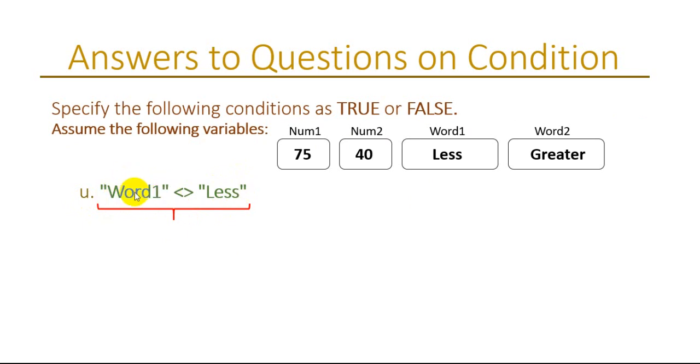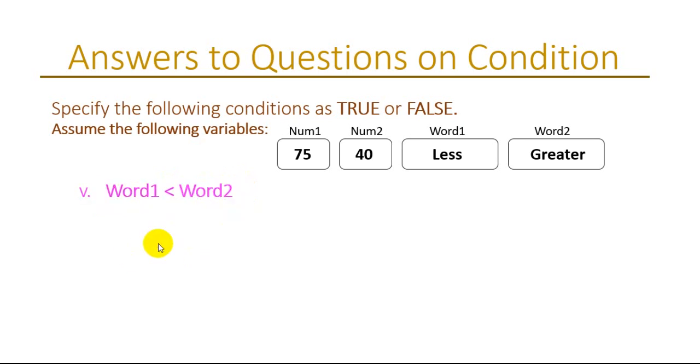We have an alphanumeric constant called WORD1. Okay, this is not a variable. We are not referring to the WORD1 variable here. We are just referring to the word WORD1. WORD1 is not equal to LESS. It's true. They are not the same, no? If they are the same, they are equal. If they are the same and you say not equal, then it will be false. But since they are not equal and we are saying it's not equal, this is true. The statement we are saying here is true. That is, WORD1 is not equal to the word LESS. Correct. That's what we are saying here.